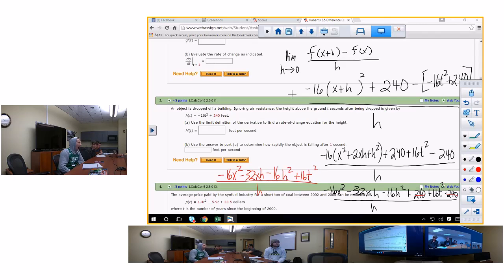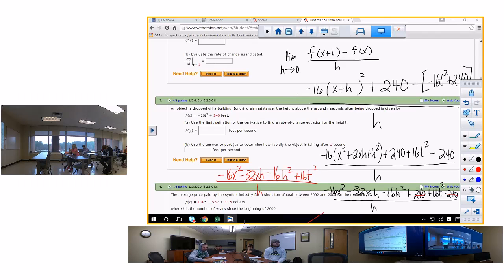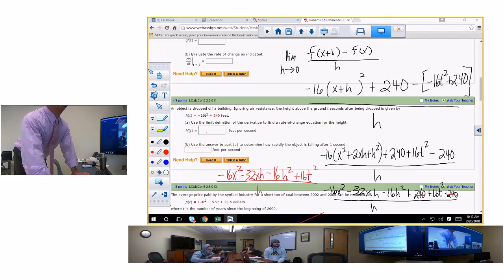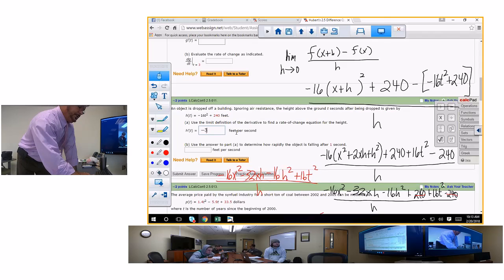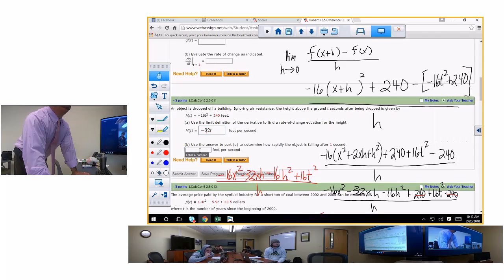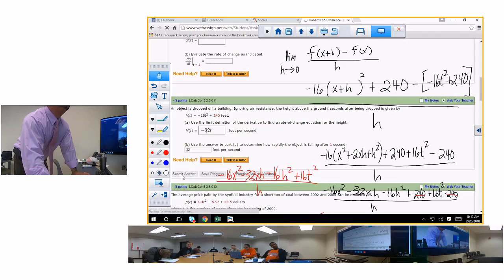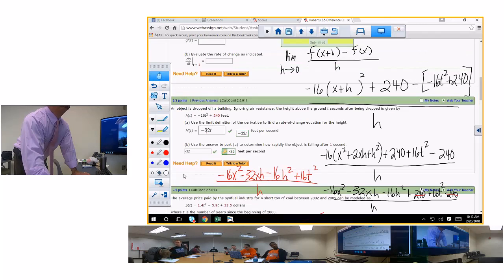Let me type in an answer and see if it's right. Let me type in the derivative and see if it's right, because I think I'm reading the directions on this a little bit different. Let me see. Negative 32t. And submit. Use the answer in part A to find the rate after 1 second. Negative 32. Submit answer. How long?